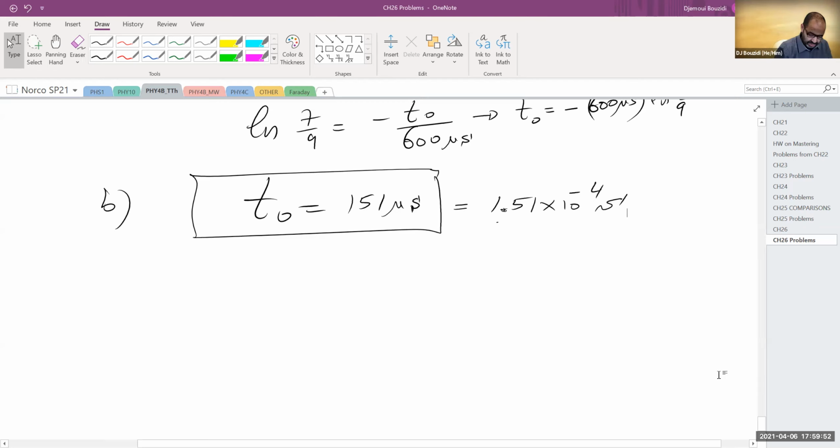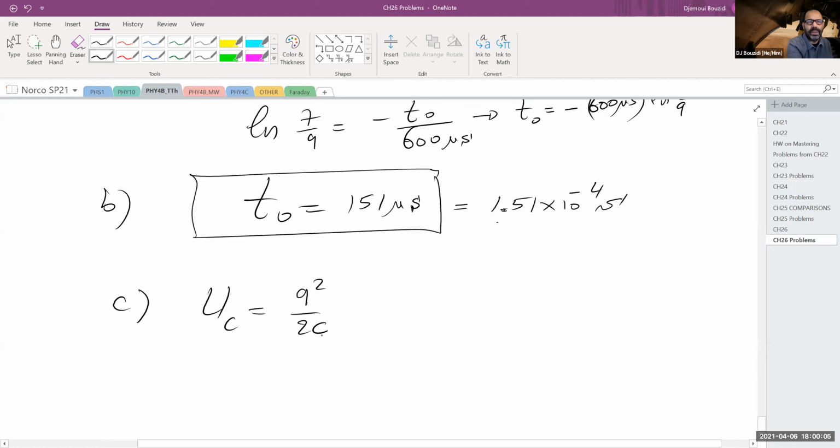So when the voltage across the capacitor is 8 volts, we're still at this time scale. At what rate is the energy being stored in the capacitor? Okay, part C. The energy in the capacitor, if you guys remember, is Q² over 2C. This is the energy. The rate at which the energy is being dumped into the capacitor is just the derivative of this term with respect to time.